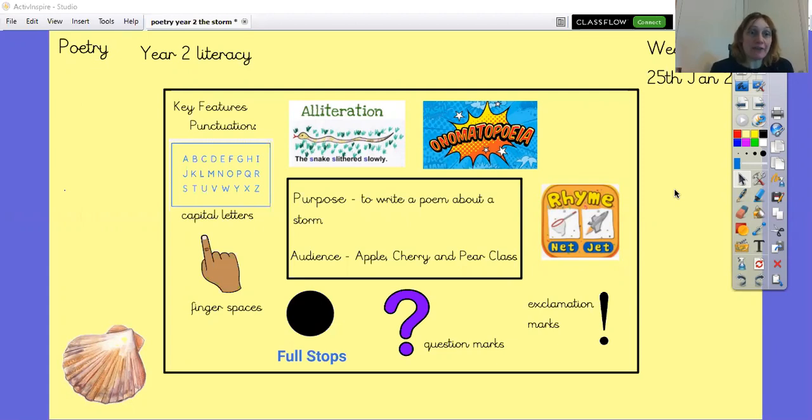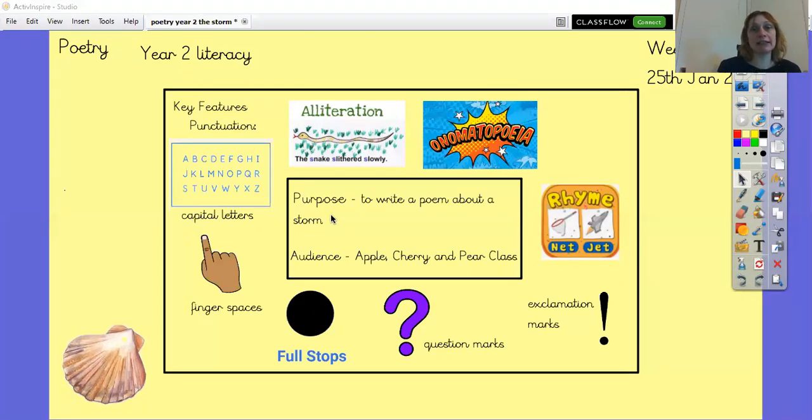So we've had 3 very exciting weeks where we've been writing stories based upon our core text of the Storm Whale and then innovating that story to make our own story called The Storm Mermaid. And now this week we're going to be looking at poetry, and it's the first time that we've come across poetry this year. So here is the top sheet.